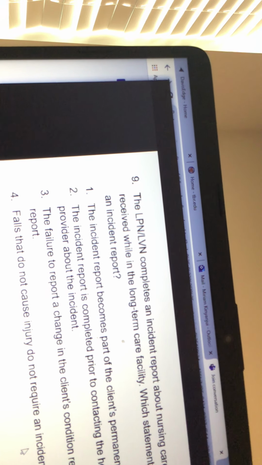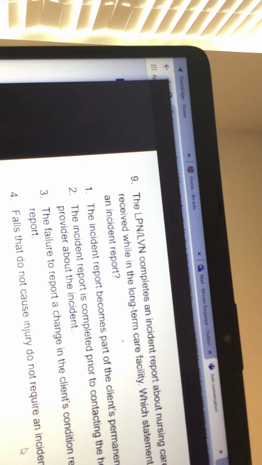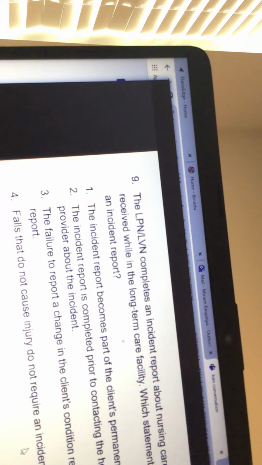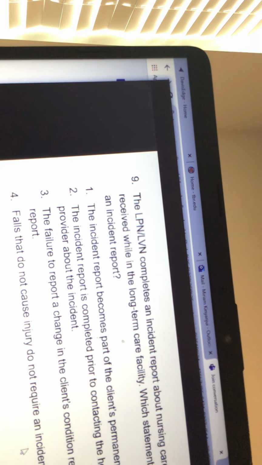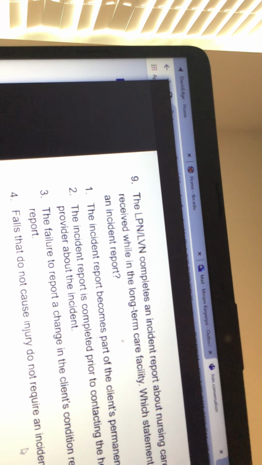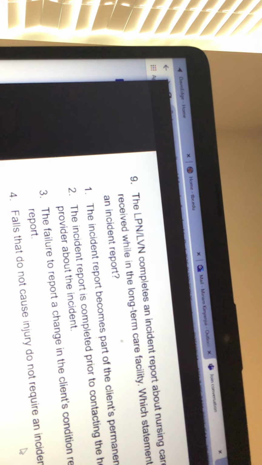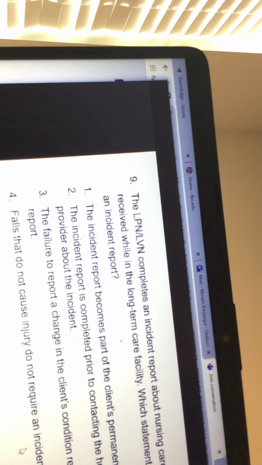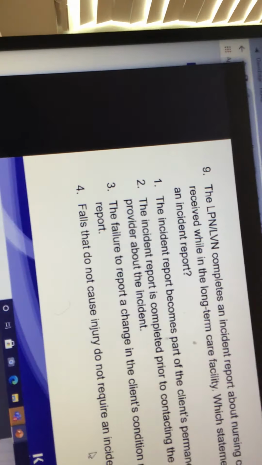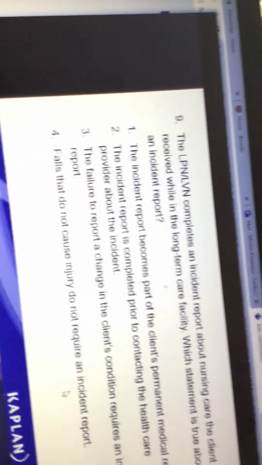The failure to report a change in the client's condition requires an incident report. True or false? It's true. If you don't report that your client is going downhill and then all of a sudden they code and you didn't report it, that's a problem. Yes, ma'am. And you'd have to write an incident report.